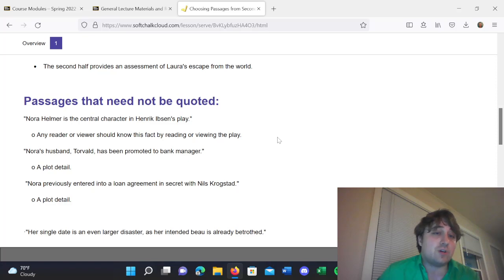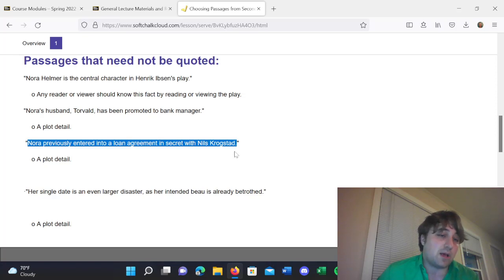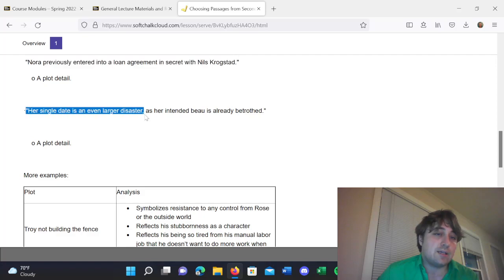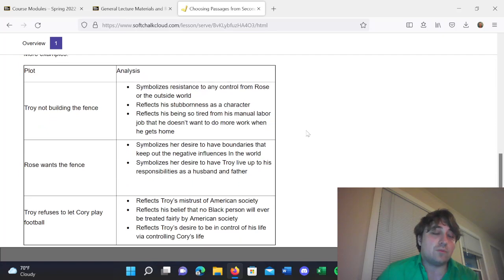Here's some passages that don't need to be quoted. Nora Helmer is the central character in the play. Okay, that should be obvious. Nora's husband Torvald has been promoted to bank manager. That's a plot detail. Nora previously entered into a loan agreement in secret with Niels Krogstad. That's just part of the plot. We don't need to quote that. Her single date is an even larger disaster as her intended beau is already betrothed. Okay.